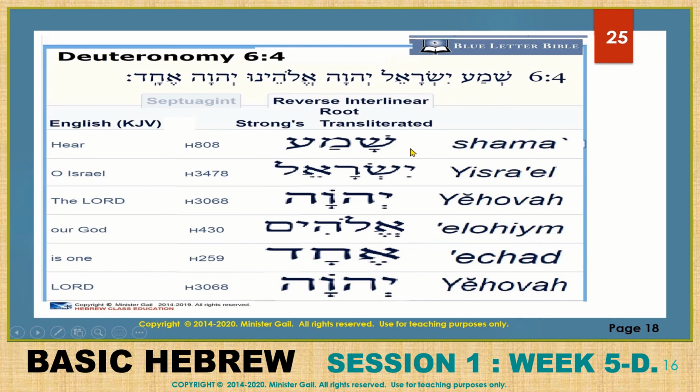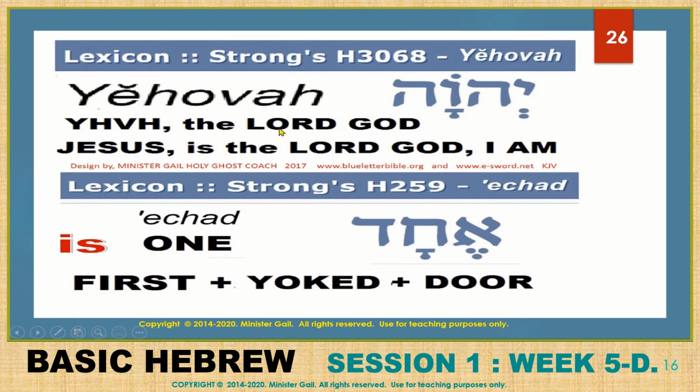So you already know the Hebrew. The only new word here is Shama for to hear. Yisrael, Jehovah, Elohim, Echad, Jehovah. The Lord our God is one Lord, the Shema. So we have the Lord our God. Jesus is the Lord God. The I Am is one. Echad. The first yoke to the door. One. So when you're baptized and filled with the Holy Ghost and baptized under the water in the name of Jesus, you are one with the Lord.